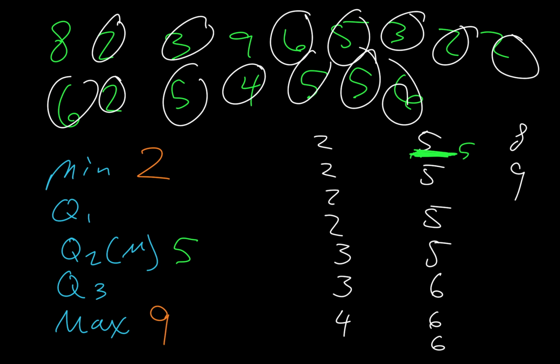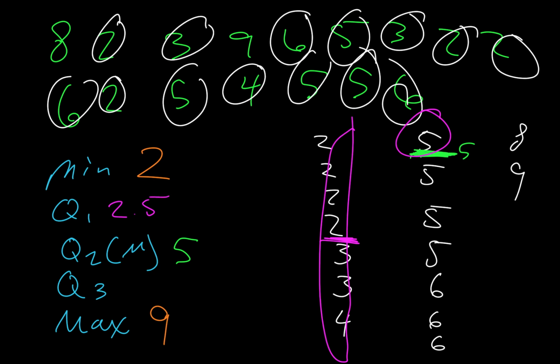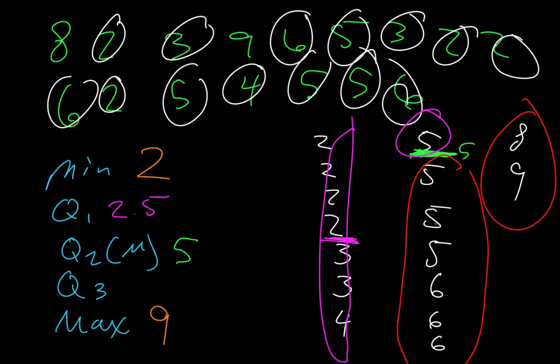Then if we find Q1, it's going to be the first half, so we have 8 values. It's in between the 4, between 2 and 3, so we're going to say Q1 is 2.5. Then if we look at the upper part of the data, where we have 8 values, we go 1, 2, 3, 4, and it's in between 6 and 6. So it's a 6. Okay, so that answered A.